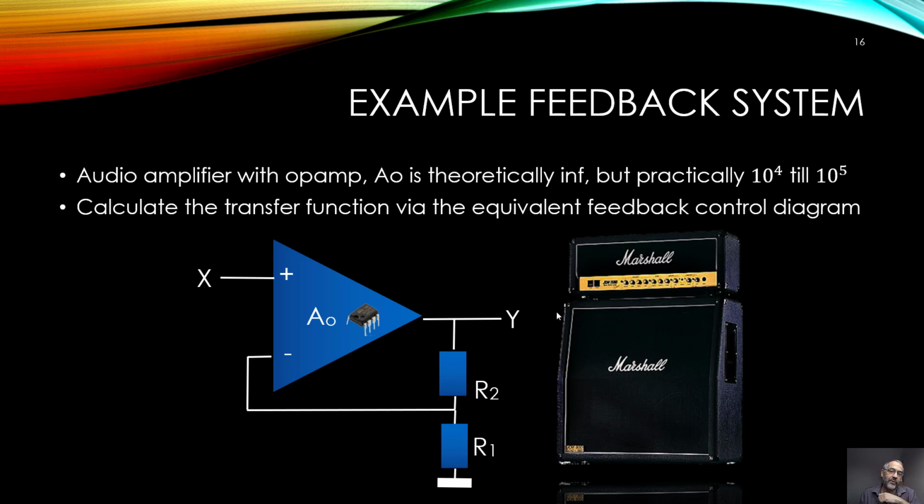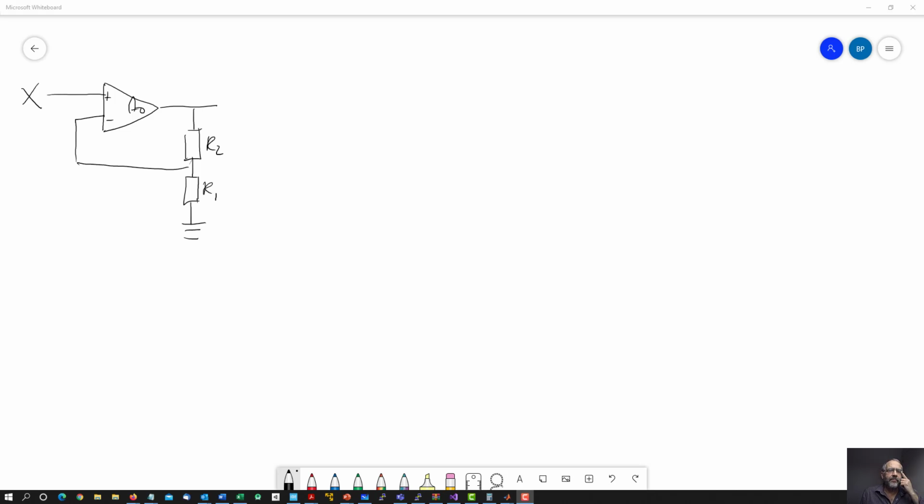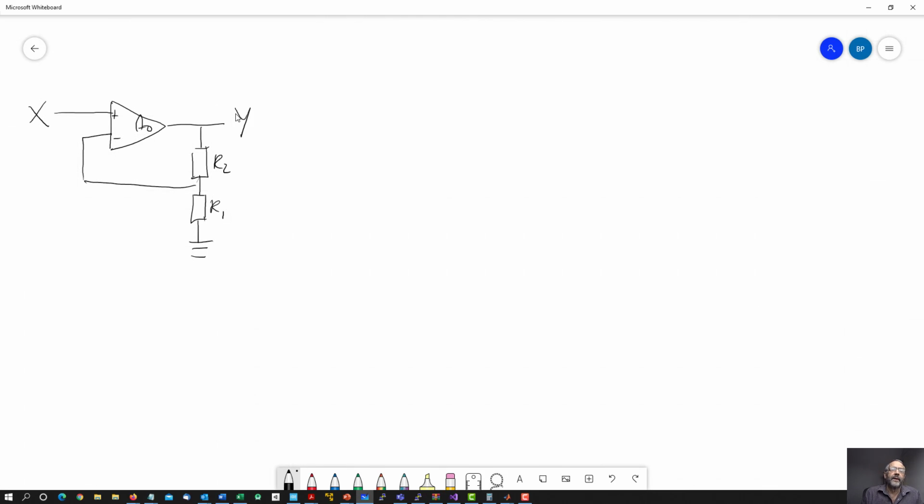Again, I would suggest to first try it yourself. So stop the video, pause the video, and then compare your solution to mine. So here we have the same diagram again. This is, let's say, the electronic diagram of this system. There's the op-amp over here and the voltage divider over here, and our output is Y.